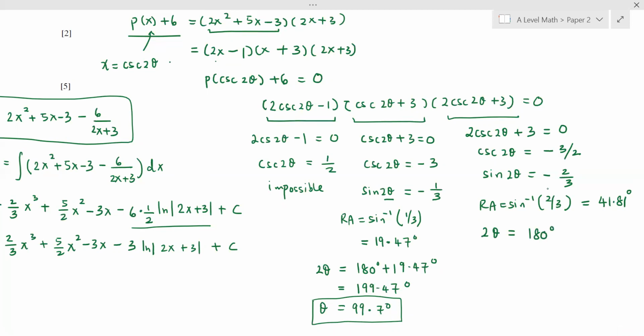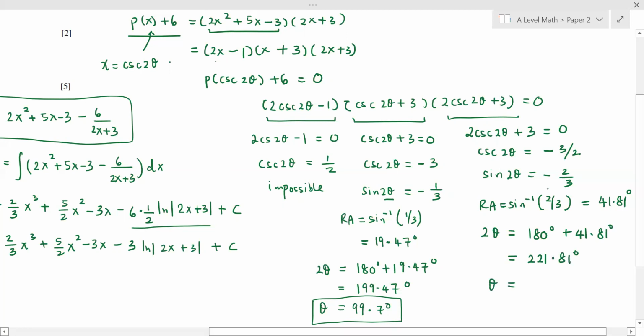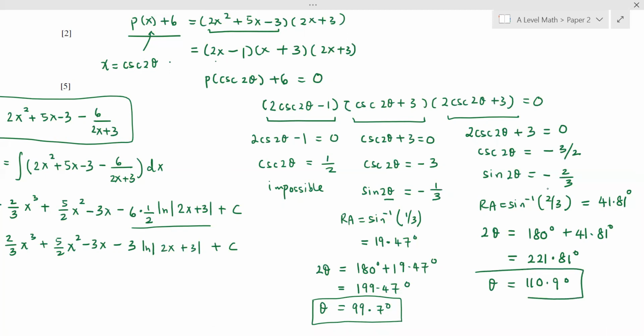We just use a quadrant 3 angle. So we have 180 plus 41.81 degrees. That is 221.81 degrees. And dividing by 2, we have 110.9 degrees. So these are the two answers between 0 and 135 degrees. And we are done.